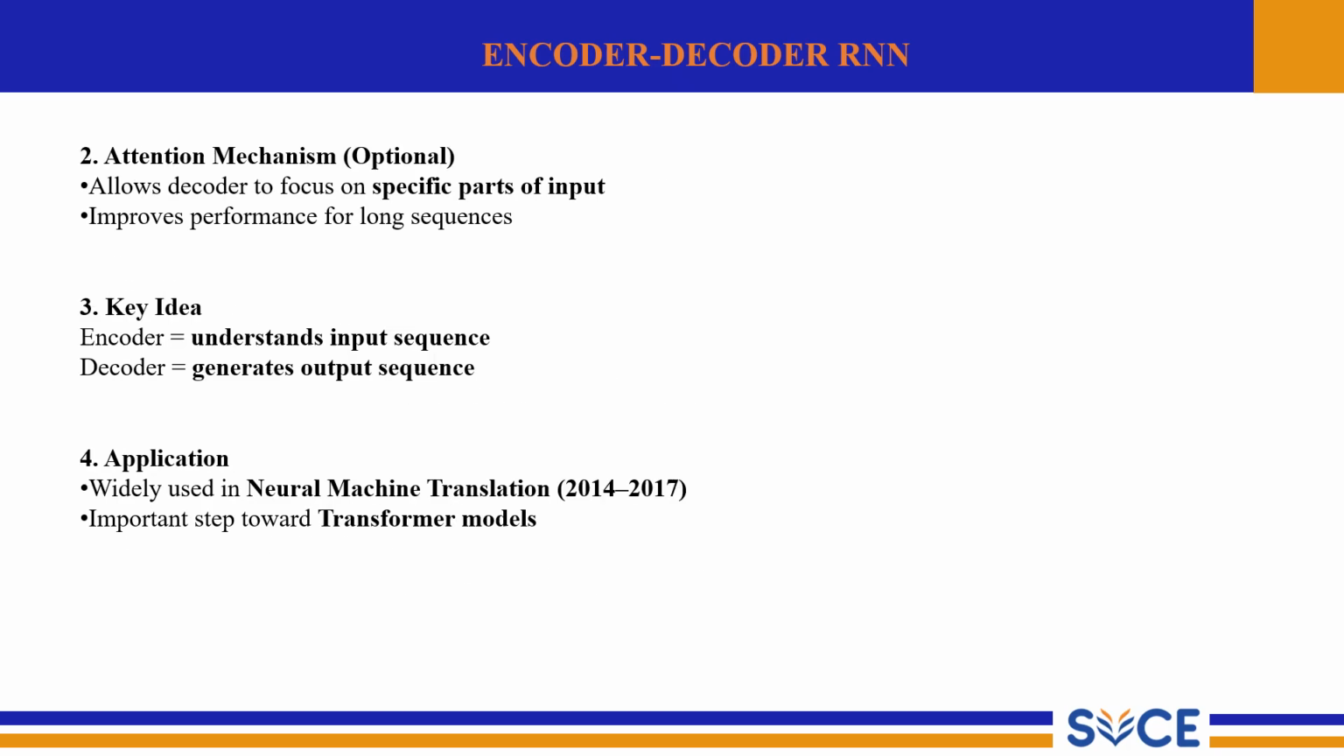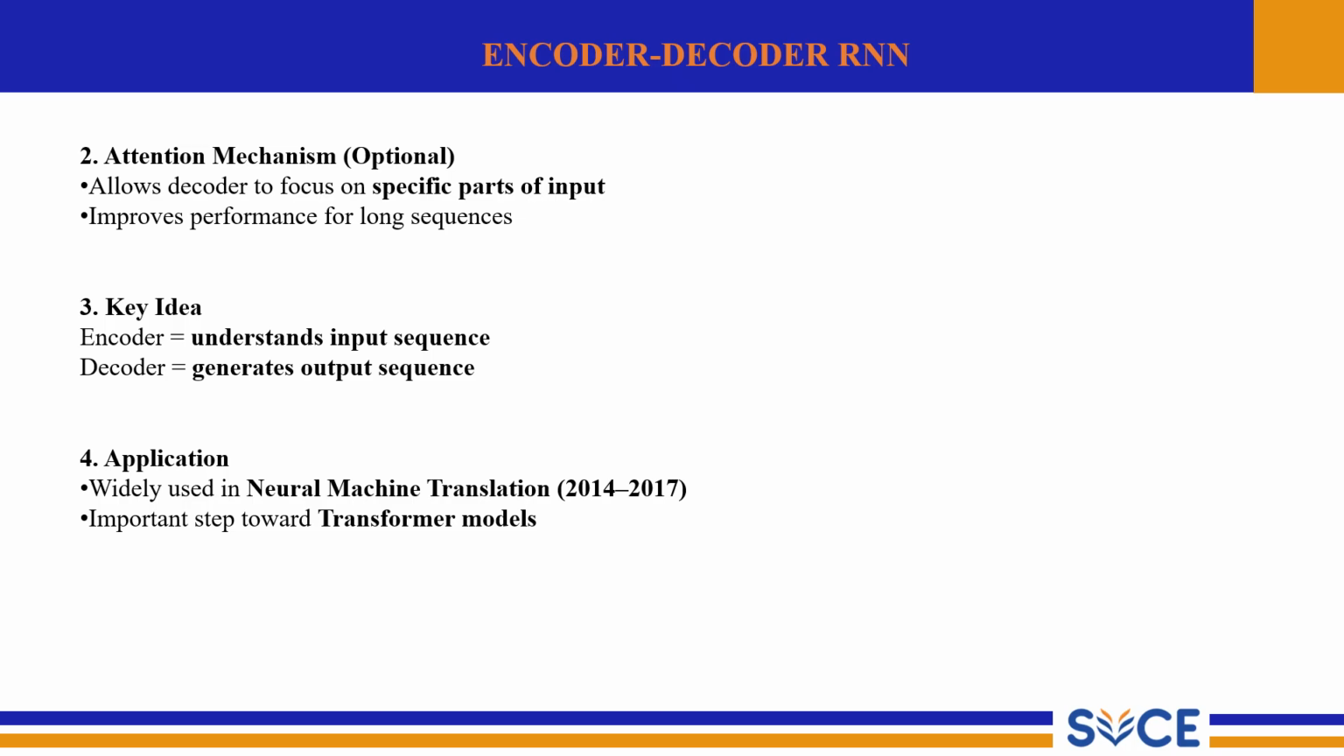So the second one is the attention mechanism. In basic encoder and decoder RNN, the encoder compresses the entire input sequence into a fixed size representation, which is then passed to the decoder. However, this can become a limitation, especially for long sequences, because important information from earlier time steps may get compressed or lost. To solve this, the attention mechanism was introduced.